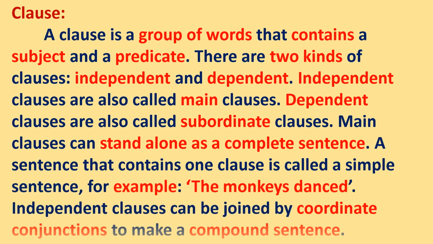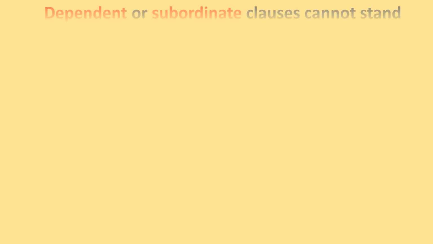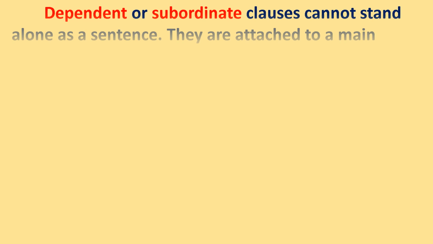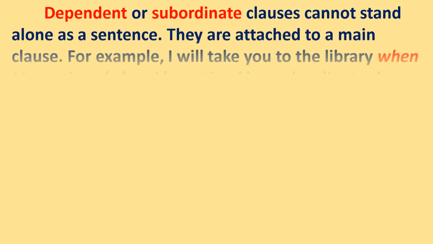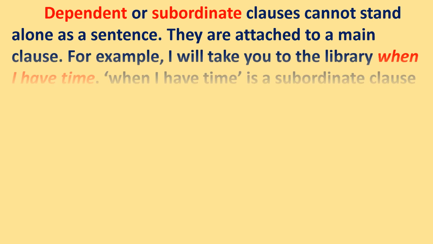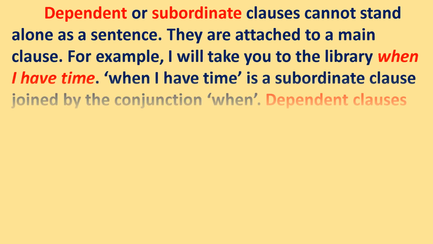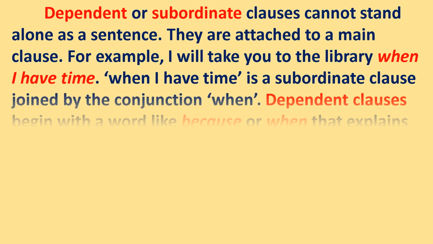Independent clauses can be joined by coordinate conjunctions to make a compound sentence. Dependent or subordinate clauses cannot stand alone as a sentence. They are attached to a main clause. For example, I will take you to the library when I have time. When I have time is a subordinate clause joined by the conjunction when.